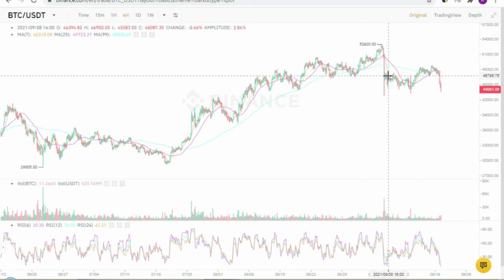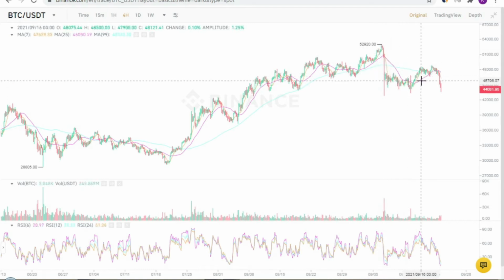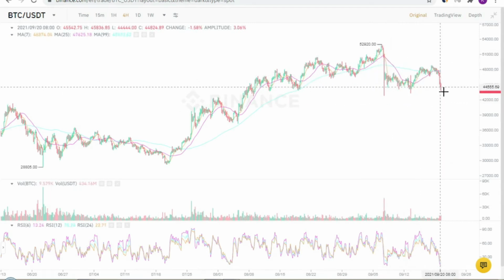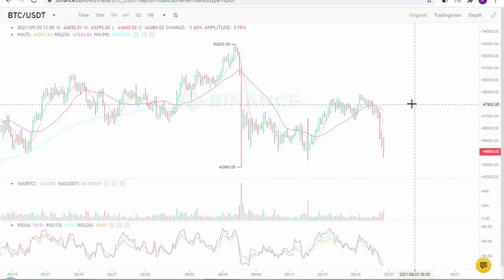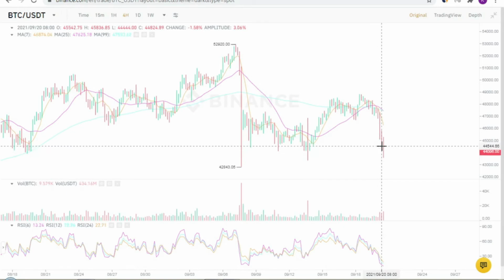Now you look at this also, so we know that in this market here, right here, this is a bearish scenario because this is dumping.